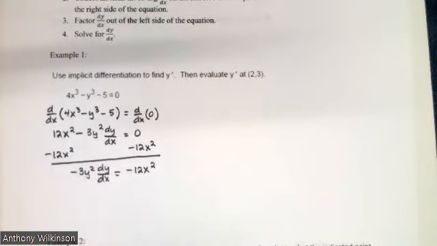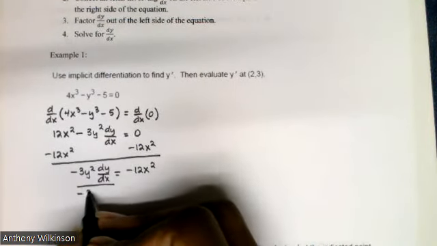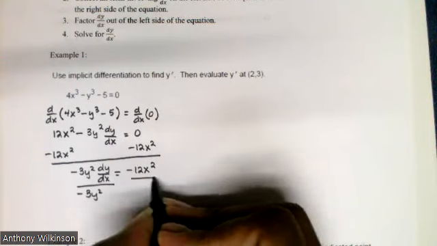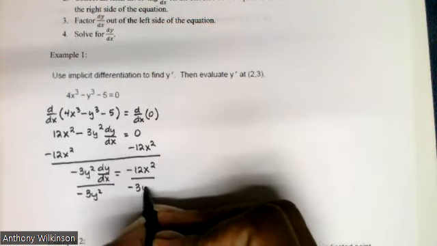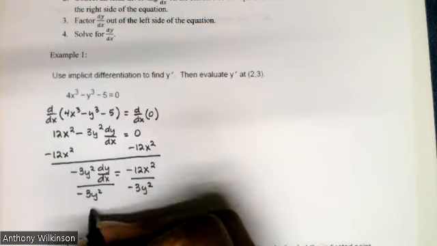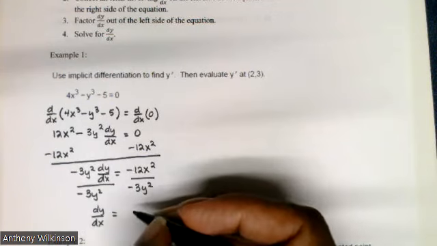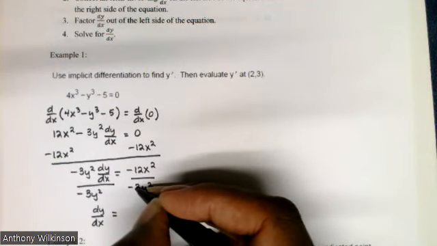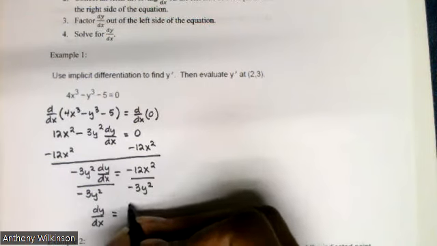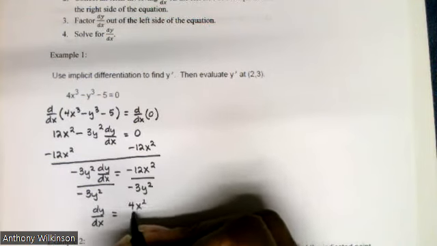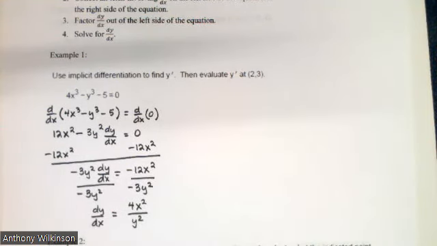And then to solve for dy dx, I'll divide both sides by negative 3y squared, because I want to get dy dx by itself. So that means dy dx will be equal to, let's see, negative divided by negative, negative will be positive, so 12 divided by 3 will be 4, and then x squared in the numerator, and I'll just have the y squared in the denominator. So this is what dy dx is going to be, or y prime if you want to call it that, 4x squared divided by y squared.